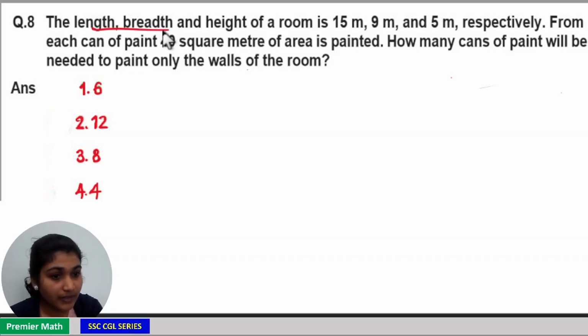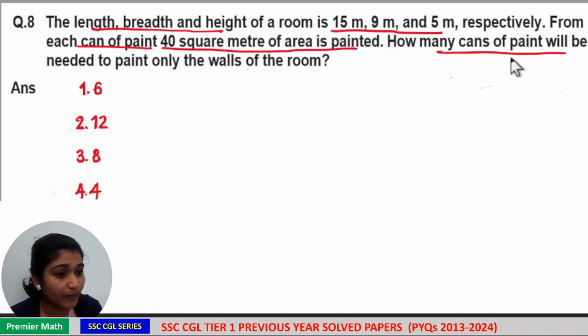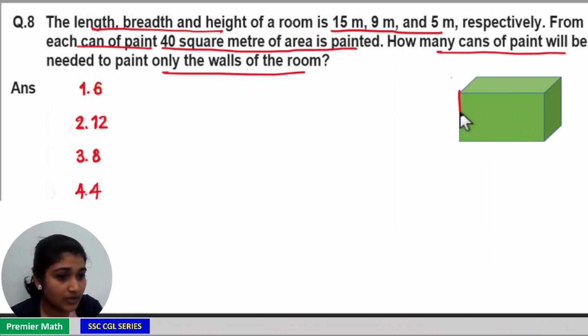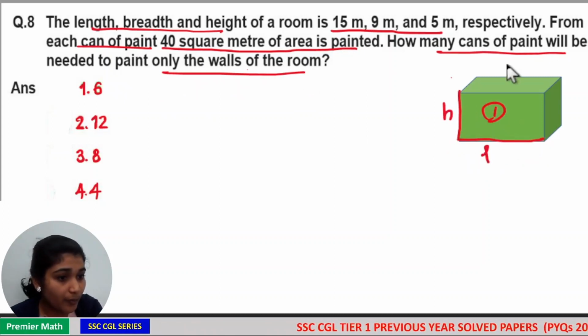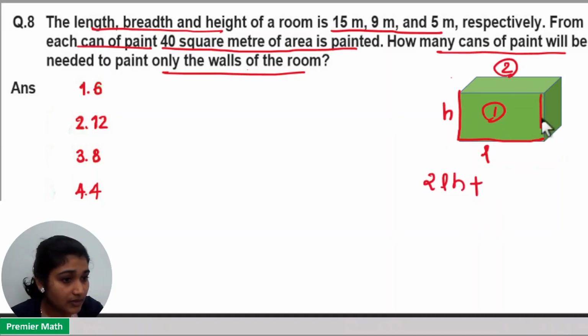The length, breadth and height of a room is 15 meter, 9 meter and 5 meter respectively. From each can of paint, 40 square meter of area is painted. How many cans of paint will be needed to paint only the walls of the room? Here, if this is the room, this is one such wall. Area is equal to length into height. Now, opposite there is another such wall with the same area. So, area of these two is equal to 2LH.